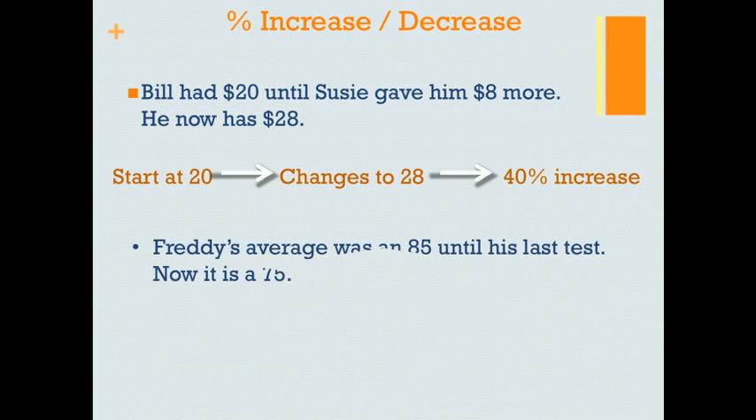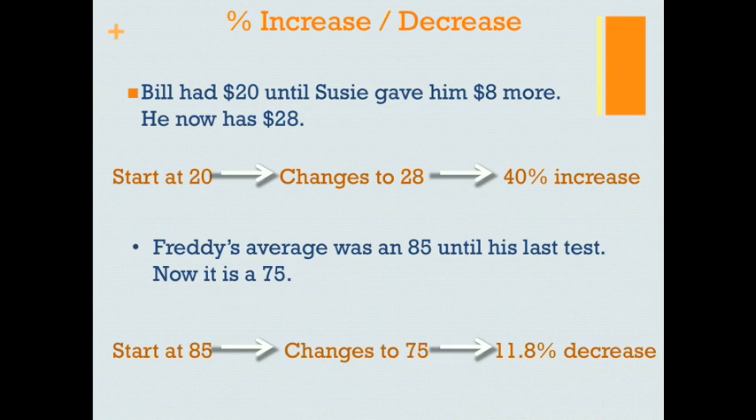In our second example, Freddie's average was 85 until his last test. Now it is a 75. So Freddie starts at 85. It now changes to 75, giving us an 11.8% decrease. Today what we'll talk about is how we can use proportions and a fraction bar in order to determine that percent increase or decrease for different situations.